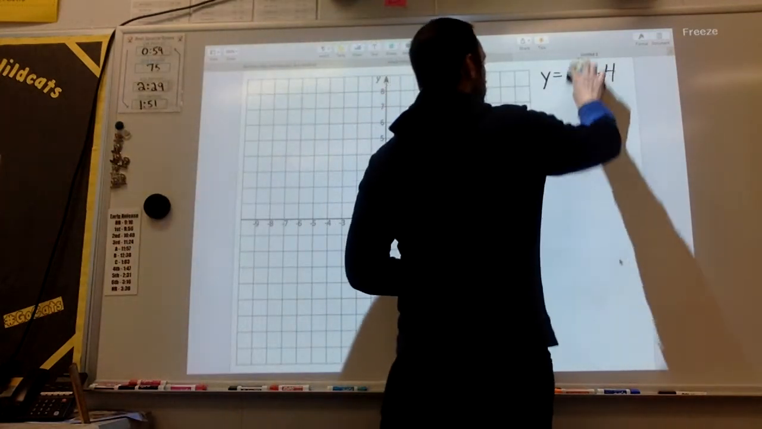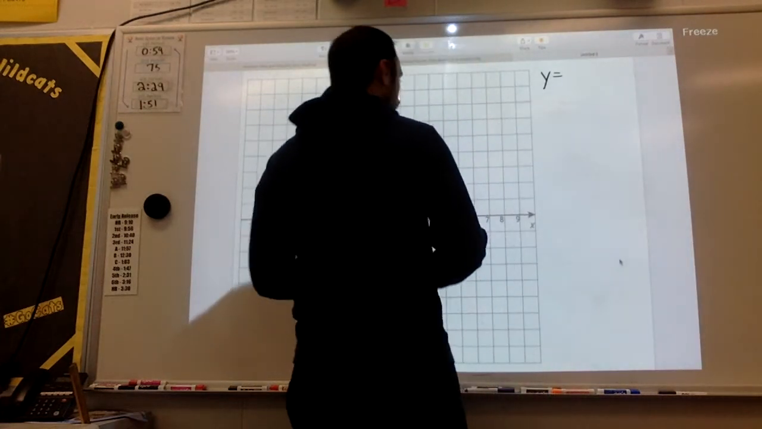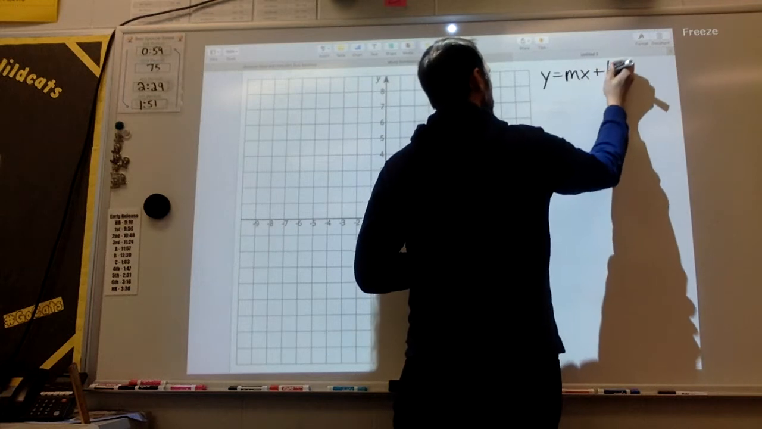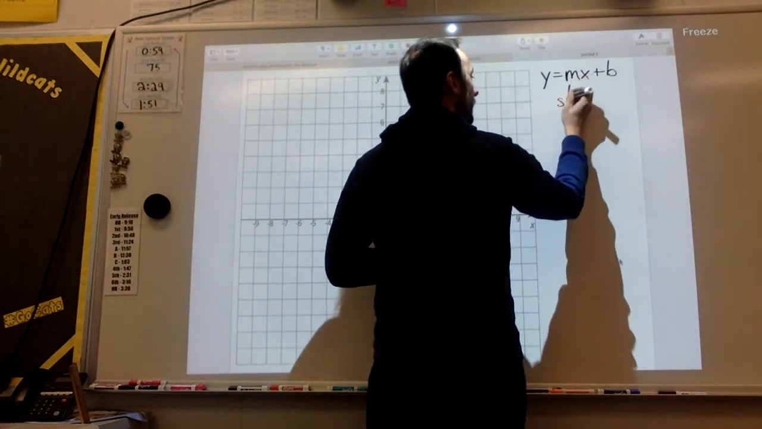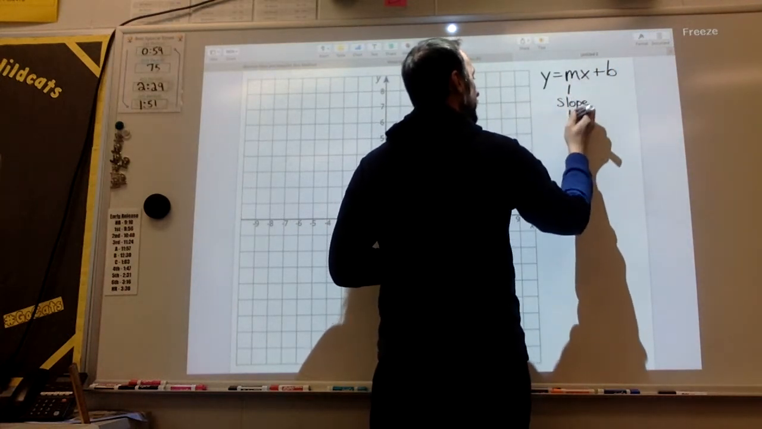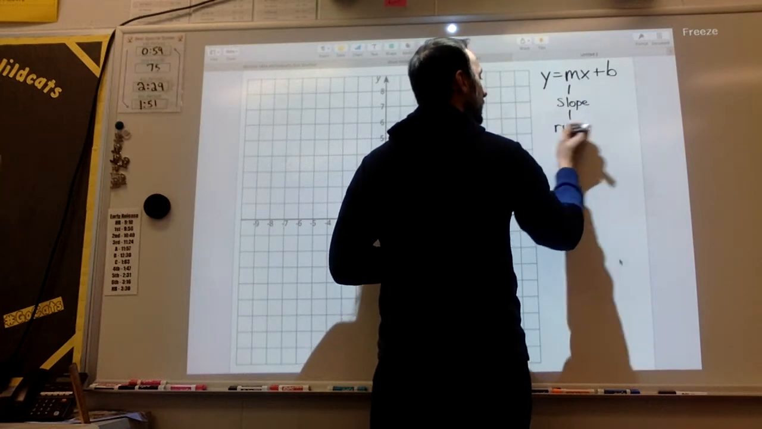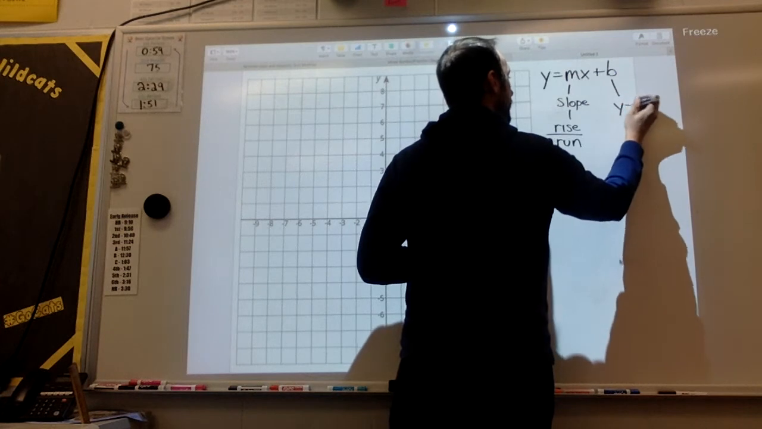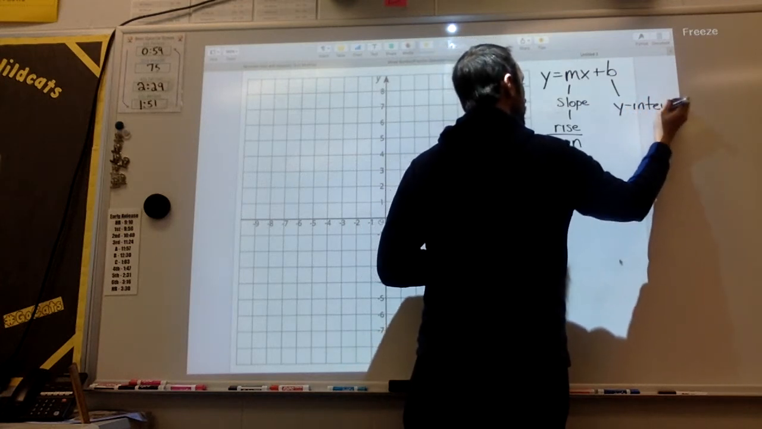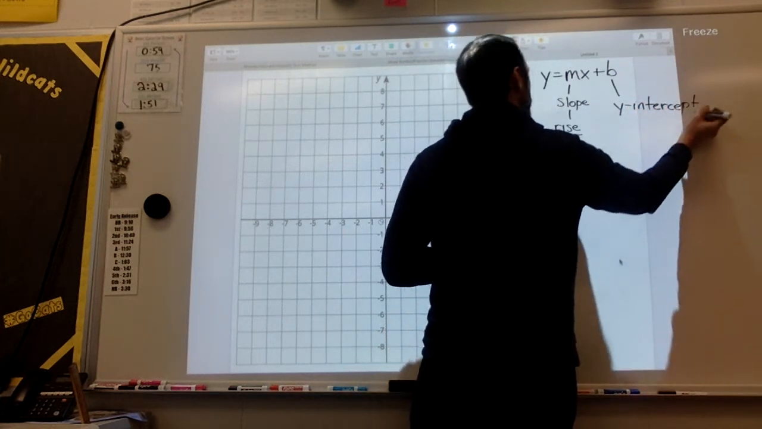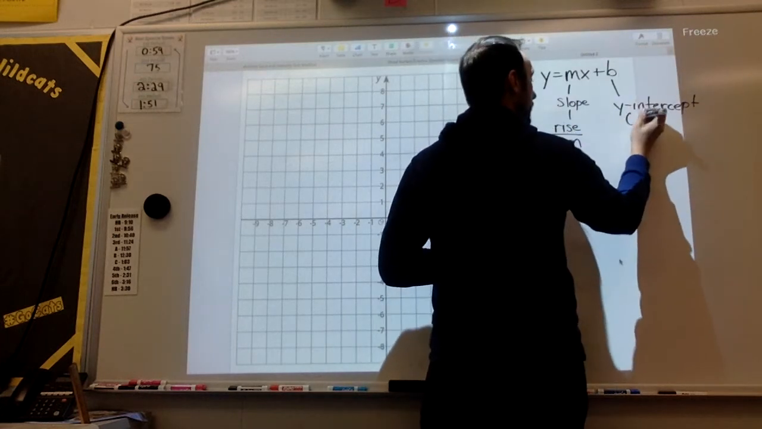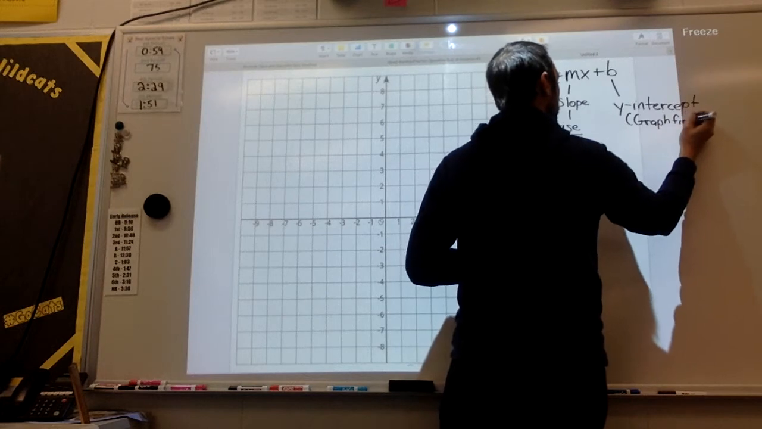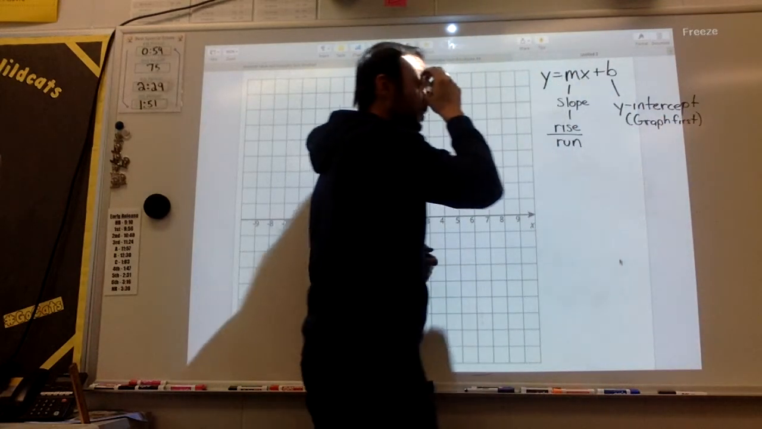And before I even do the example problem, let's look at what slope-intercept form is. Slope-intercept form is y equals mx plus b, where m is your slope, and that's your rise over your run, and b is your y-intercept, where your line crosses the y-axis. And we're always going to graph this one first. We always start off by graphing our point first, and then we apply the slope once we have that point.